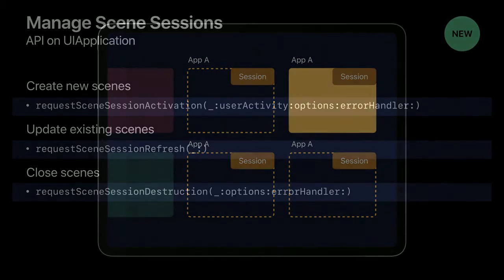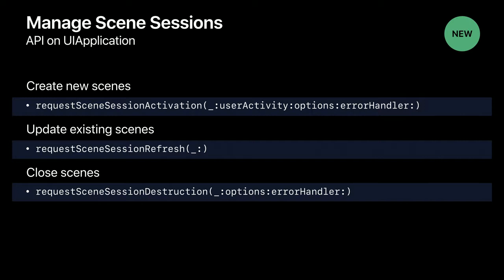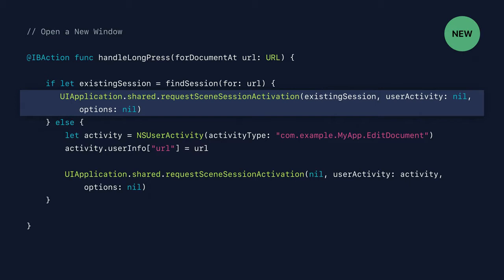So I think these are some of the most exciting APIs that we're adding to multitasking this year, because they allow you to create new windows programmatically, update the snapshot in the app switcher, and close them in response to things like a user gesture, or if the document that they represent has expired in some way. So to go over when and how you would use these, let's look at some sample code. The first of these is the Request Scene Session Activation API.